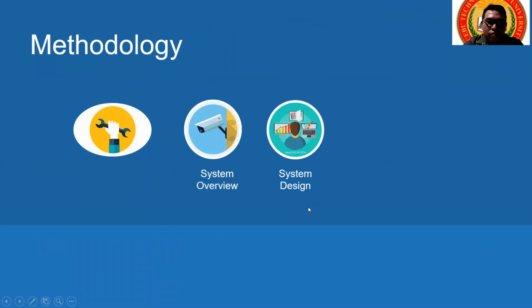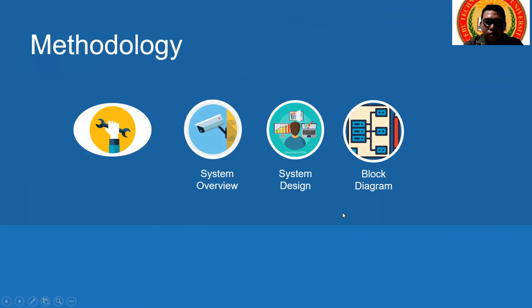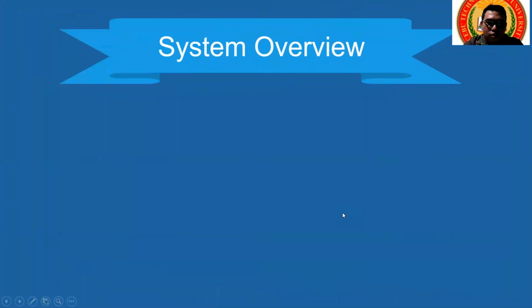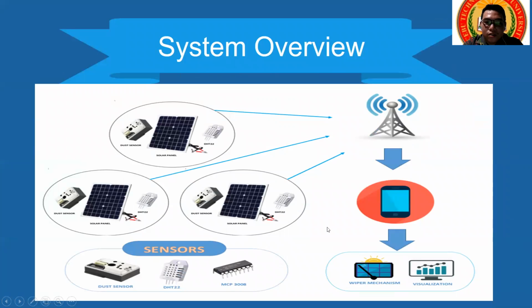So we have a system overview, and then we have the system design and block diagram. The system overview of the study is illustrated in this figure, wherein the sensors are installed in the PV solar panels in 3 different locations. Each detection and monitoring system is composed of 4 sensors, namely an optical dust sensor that would detect the dust on the position of the panel, an MCP3008, an analog sensor that would be responsible for showing us the voltage output of the solar panel, and a temperature sensor that would detect the ambient temperature and humidity.